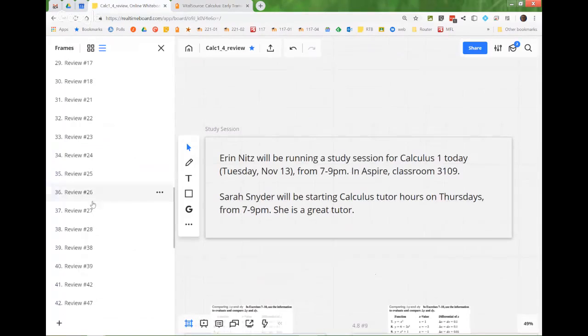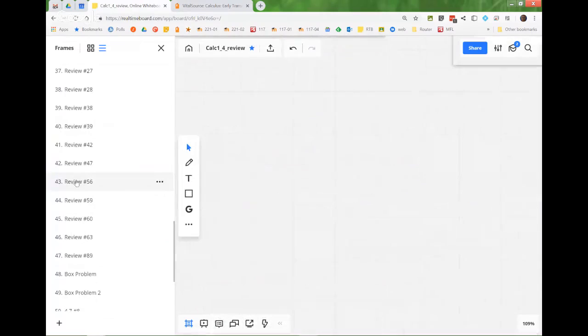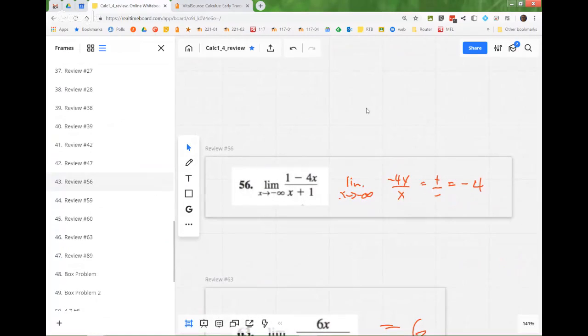Okay, let's go to 56. Okay, so here's one. What's the limit of 1 minus 4x over x plus 1? Please note the limit as x approaches negative infinity. So clearly the degree on the top is 1. The degree on the bottom is 1. So we go with what? The ratio of the leading coefficients because they're tied. And that would be -4 to 1.